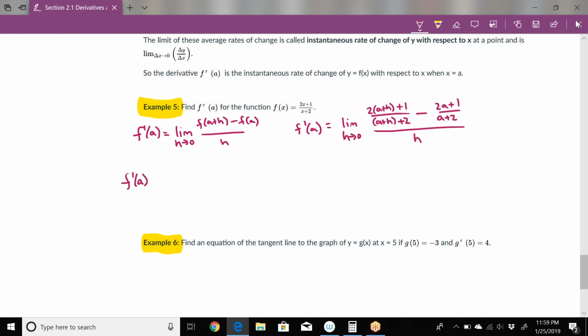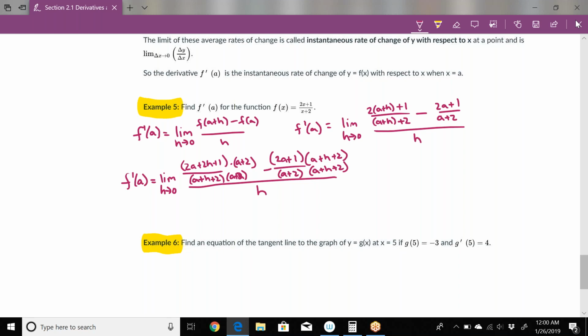So for the first fraction, make sure you copy everything down. I'm going to go ahead and distribute that 2 on top. So that's 2a plus 2h plus 1 over a plus h plus 2. I'm going to times that fraction by a plus 2 on both top and bottom, since that is the other denominator. Minus, and then I have my 2a plus 1, and that's over a plus 2. And this one's going to need the trinomial, so that's a plus h plus 2 and a plus h plus 2. And please don't forget that that is all over h.